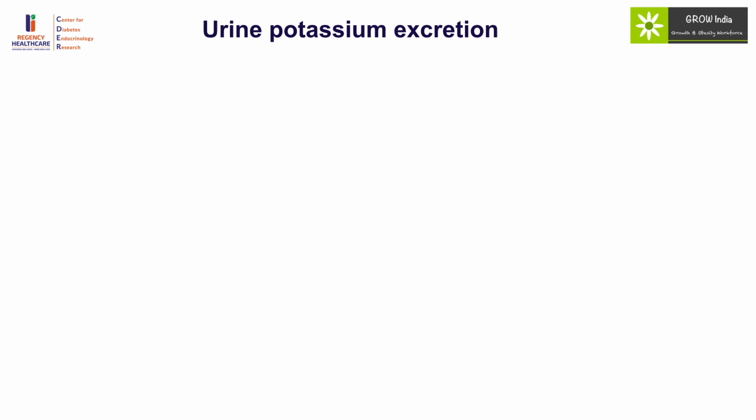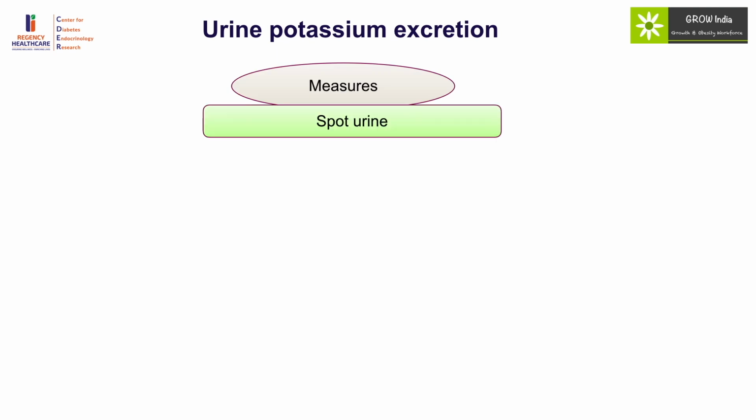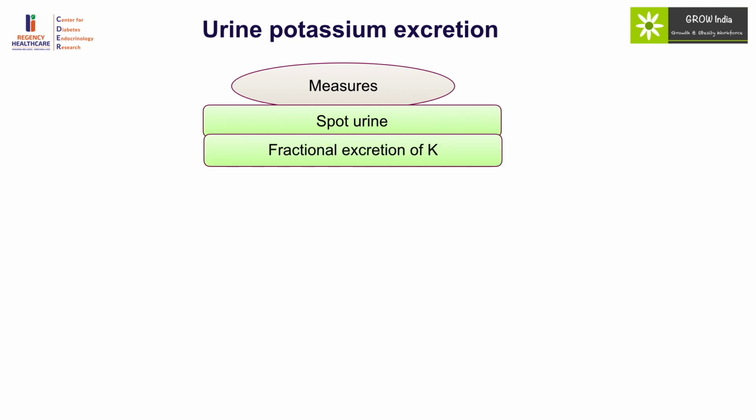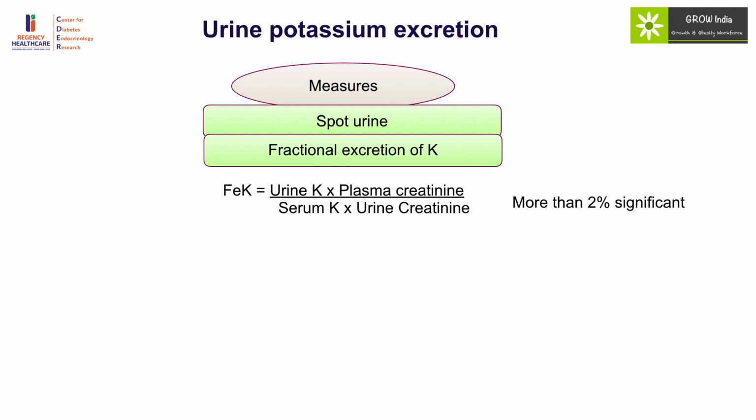Urinary potassium excretion assessment is particularly important, especially in the setting of hypo or hyperkalemia. The measures used to assess that include the spot urinary potassium, which is usually sufficient in most cases, or fractional excretion of potassium, which, like sodium, is assessed with the ratio of urinary to serum potassium divided by the urine to serum creatinine level, and levels more than 2% mean that there is significant loss.